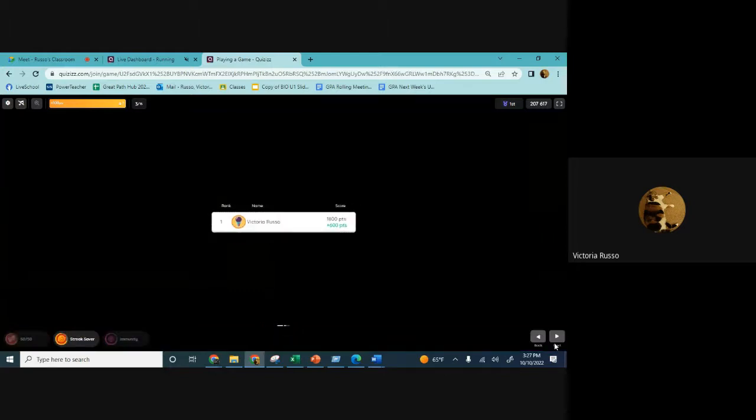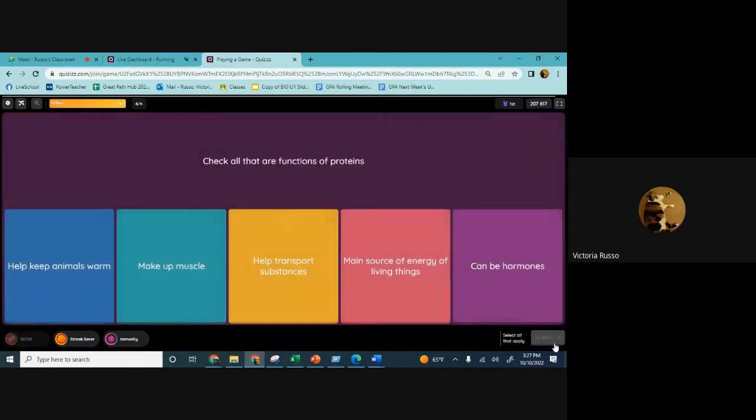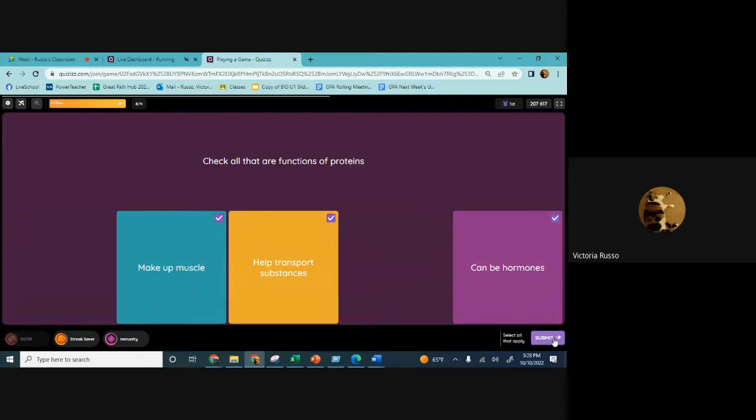All right, there are some multiple choice here. So check all that are functions of protein. Help keep animals warm, that's a function of lipids. Making muscle is a function of protein. Helping transport substances is a function of protein. If you remember, we talked about hemoglobin. The main energy source of living things is carbohydrates, and proteins can be hormones. So those checked ones are all the functions of protein.